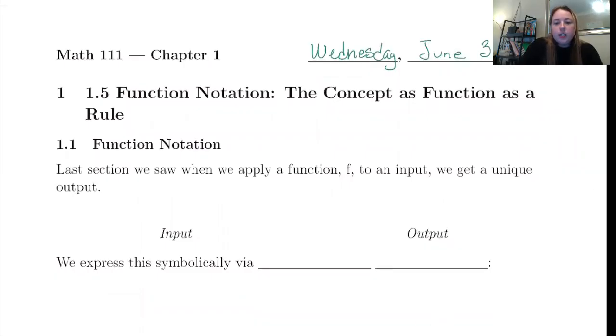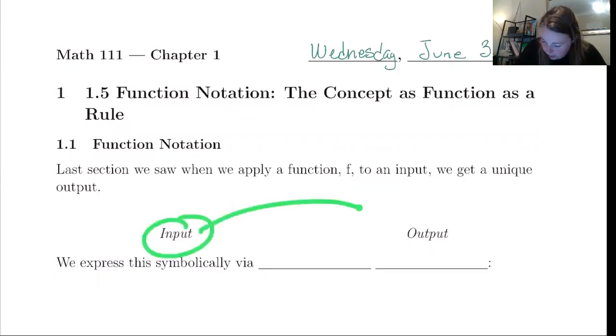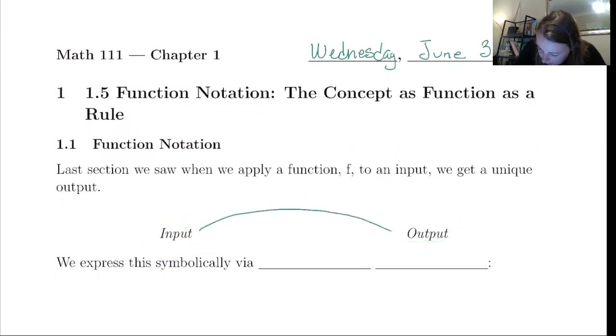we are applying something to an input, right? So last section we saw that when we apply a function f to an input, we get a unique output. That's the definition of function. One input sends me to one singular output. It can go to the same output for all different inputs, but as long as one input sends me to one output, good. So how do we get from input to output? We would say that we would apply f.